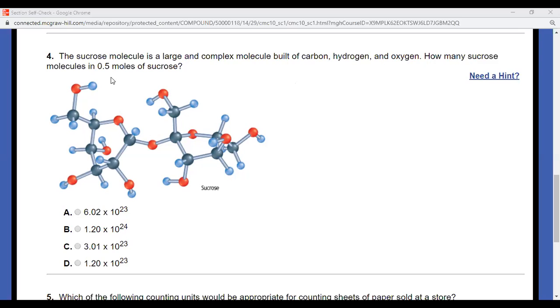One minute, Mister. I think without a calculator it will be 3.01 times 10 power 23 because it's half of Avogadro's number. If Avogadro's number is 6.02, what is half of Avogadro's number? So it will be 3.01 times 10 power 23 without using any calculator.